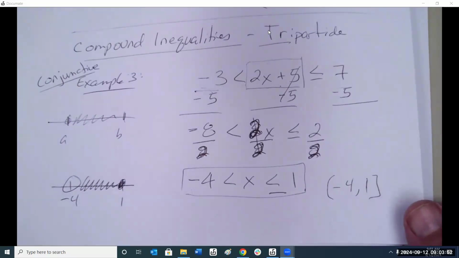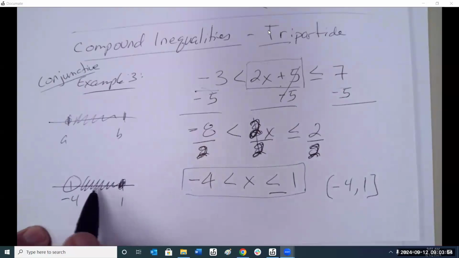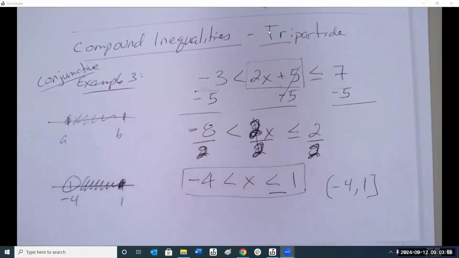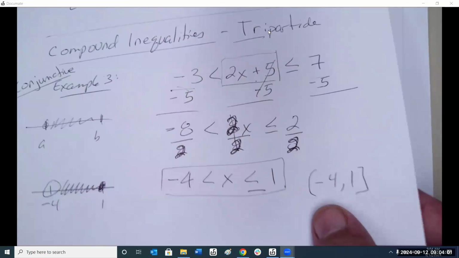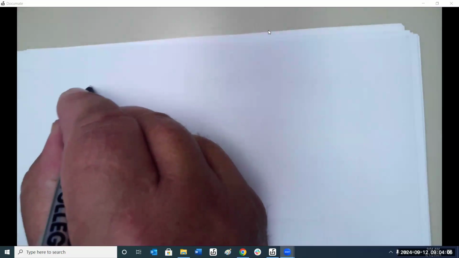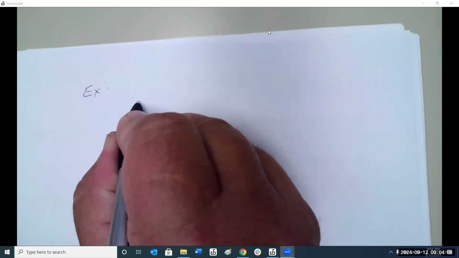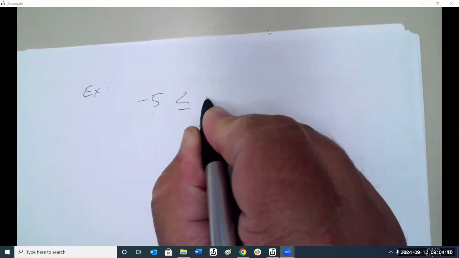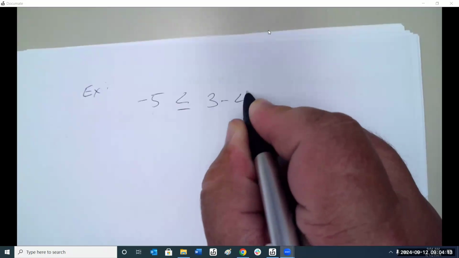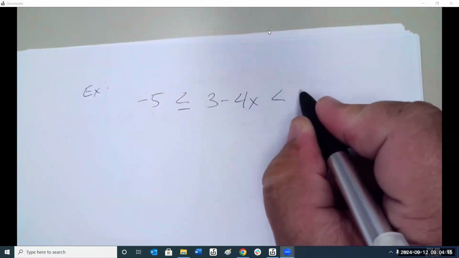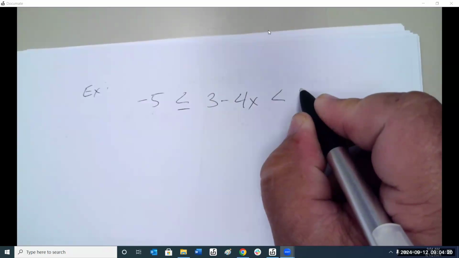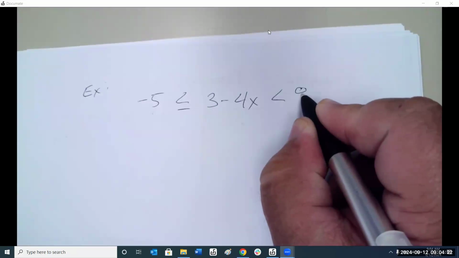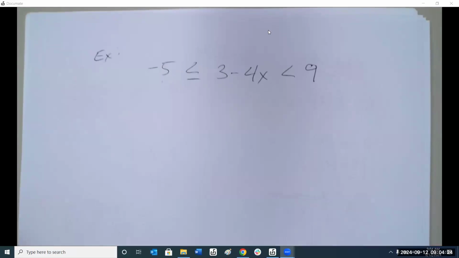The opposite of that is disjunction, which instead of going between the two, they go opposite directions, which is again the middle part that we have. But before we do that, I'm going to show you what if we had this. -5 less than or equal to 3 minus 4x, less than, let's say 9.